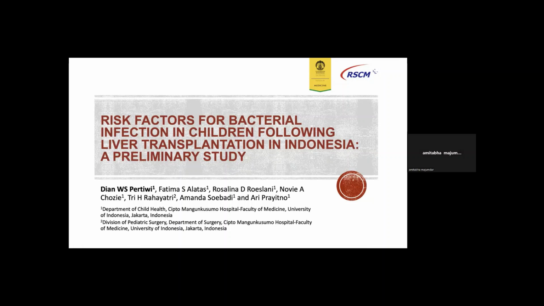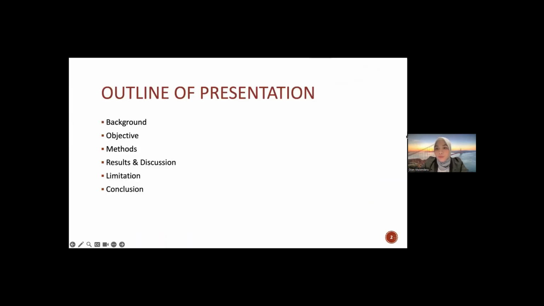I represent a research team from the Department of Child Health and Division of Pediatric Surgery, Cipto Mangunkusumo Hospital, Faculty of Medicine, University of Indonesia. I would like to present a preliminary study about risk factors for bacterial infection in children following liver transplantation in Indonesia. For the session, I will talk about the background, objective, methods, results, and discussion of the study, followed by limitation and conclusion.